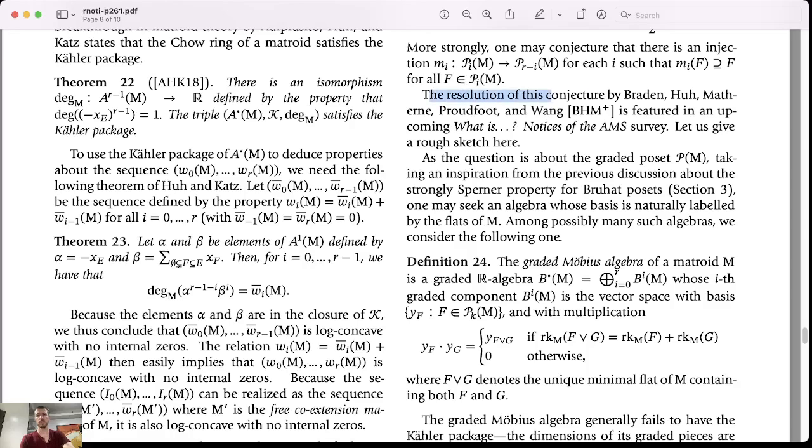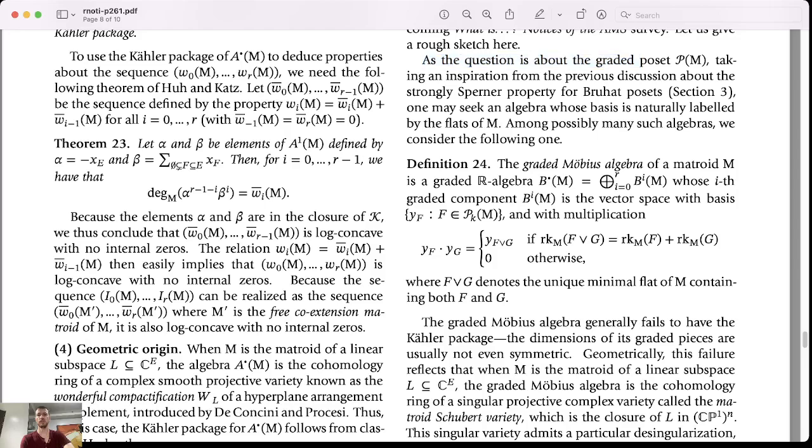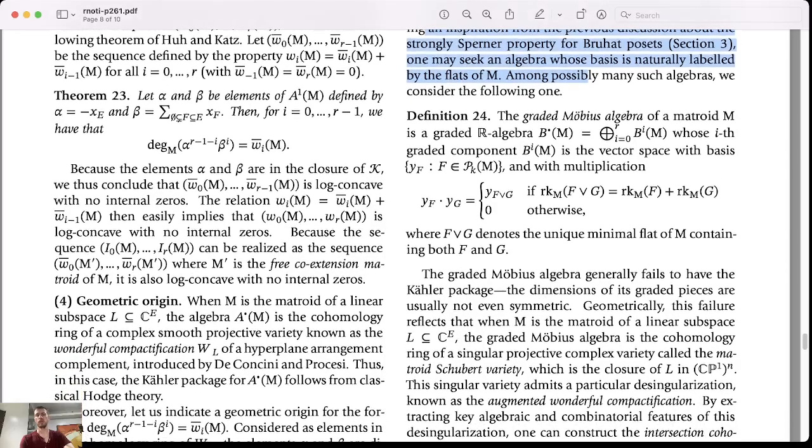The resolution of this conjecture by Braden, Huh, Matherne, Proudfoot, and Wang is featured in an upcoming What Is... column in the Notices of the AMS survey. Let us give a rough sketch here. As the question is about the graded poset cal P of big M, taking inspiration from the previous discussion about the strongly Sperner property for Bruhat posets, one may seek an algebra whose basis is naturally labeled by the flats of big M. Among possibly many such algebras, we consider the following one.